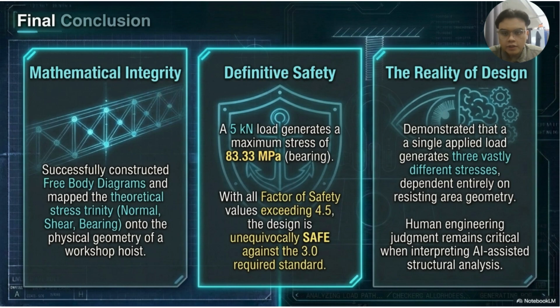As for the final conclusion, starting from mathematical integrity, we successfully constructed a FBD and mapped the theoretical stress trinity, that is normal, shear, and bearing, onto the physical geometry of a workshop hoist. Definitive safety: a 5 kilonewton load generates a maximum stress of 33.33 megapascal with all the factor of safety values exceeding 4.5. The design is unequivocally safe against the 3.0 required standard.